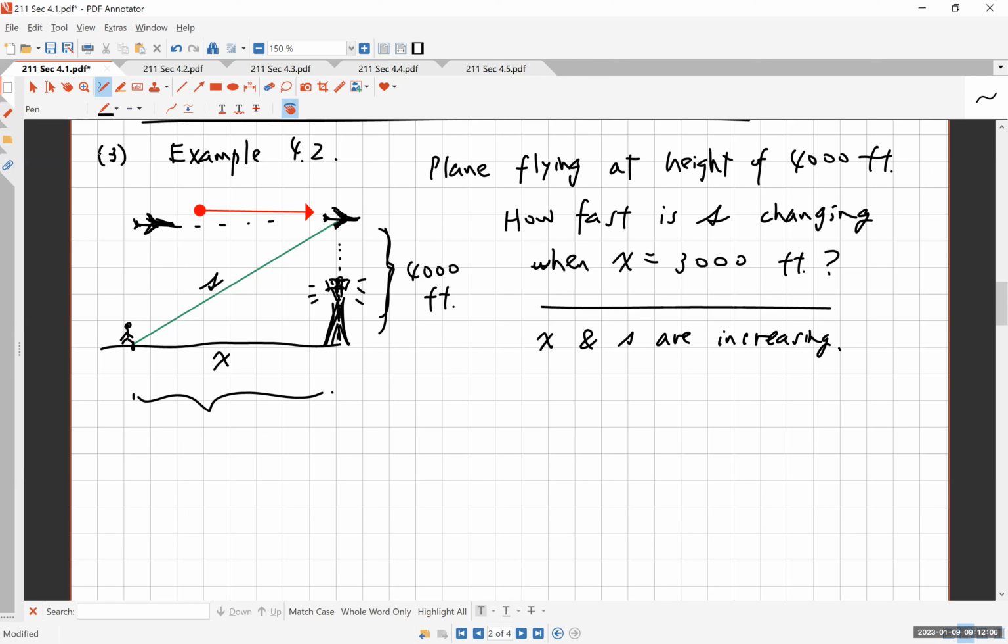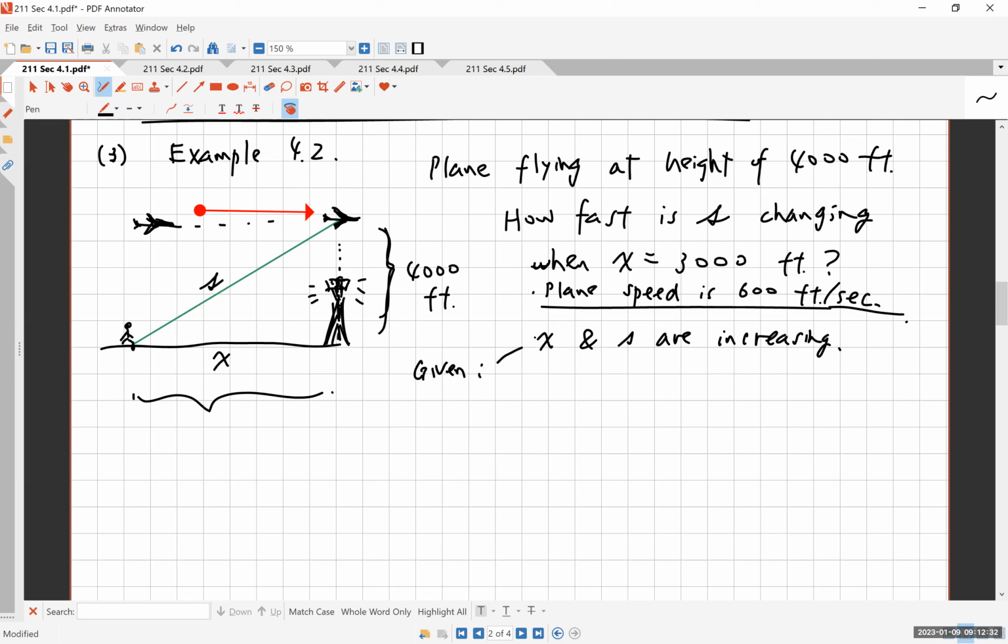Now, there's something else I haven't given you, and that is the plane speed is 600 feet per second. Okay, so that's given to us. All right, so what is given here?